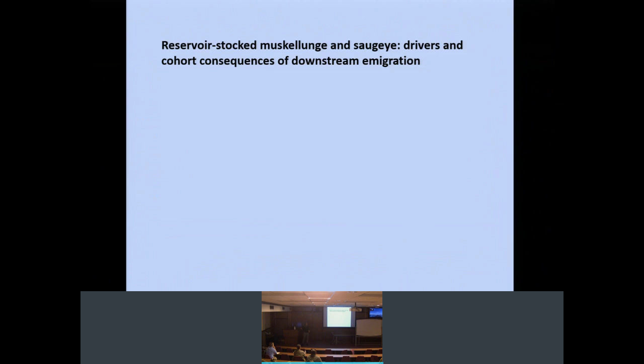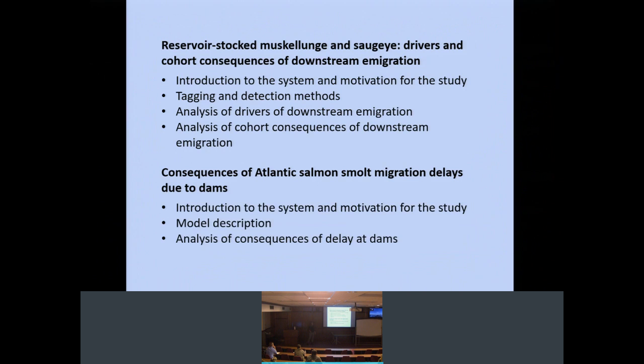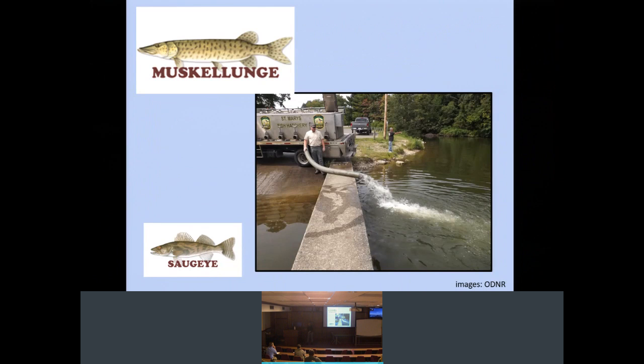Okay, so I'm going to talk about these two projects. For the reservoir-stocked muskellunge and saugeye, I want to ask questions about the drivers and the cohort consequences of downstream migration. And then I want to talk about the consequences of the migration delays for the Atlantic salmon smolts, the delays due to dams. Okay, so let's start with the muskellunge and saugeye.